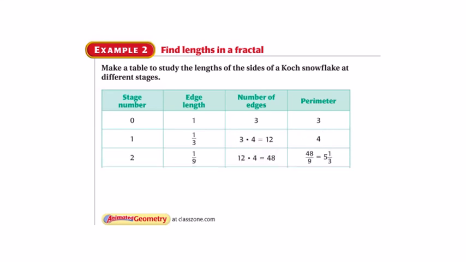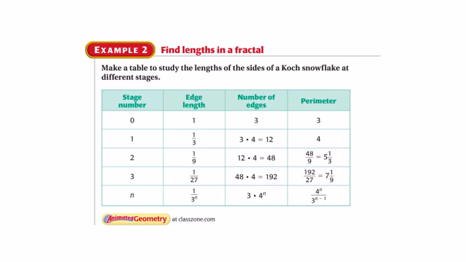Alright, and then they continue with it to stage 2. I've got an edge length of 1/9, so on and so forth. And then I can keep going, and I kind of recognize the pattern of what's happening. I keep dividing by 3, which means my denominator keeps increasing by a power of 3. And then I recognize a pattern with the number of edges and my perimeter as well. So I can write those all as general expressions with the variable n.